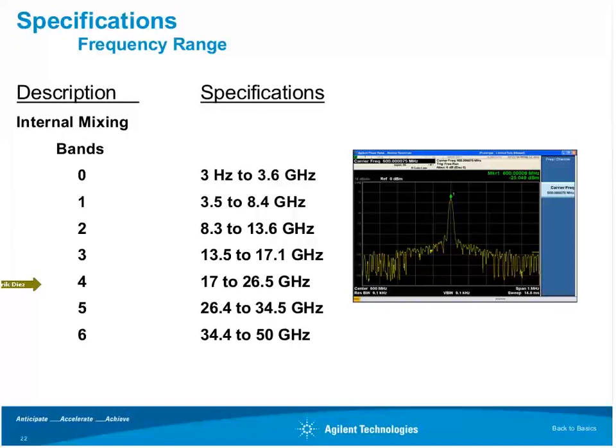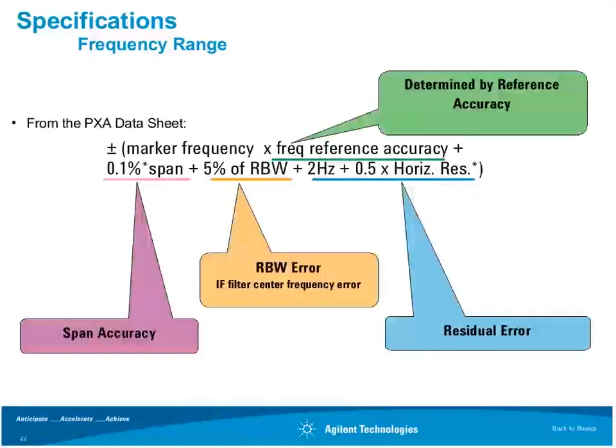And typically what you'll find is that the very high frequency models that go up to 26 or 50 gigahertz may subdivide the overall frequency range into sub-bands, as you can see here.